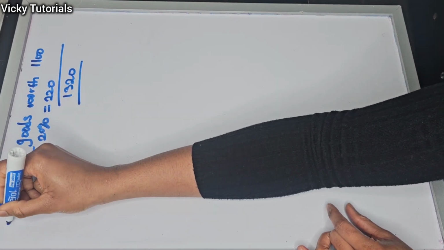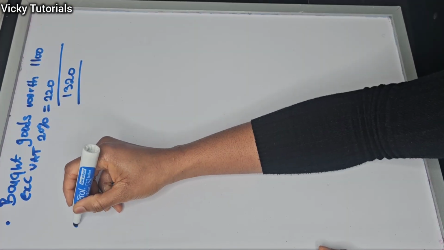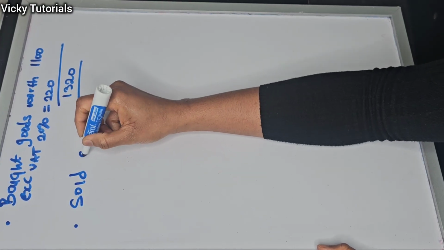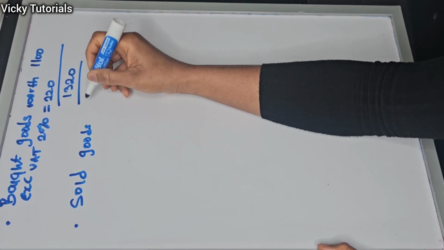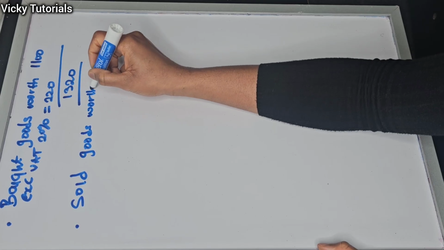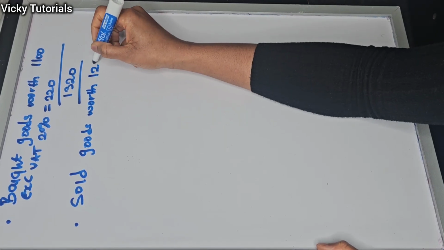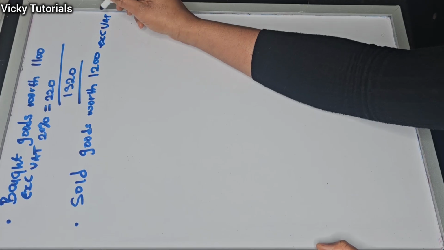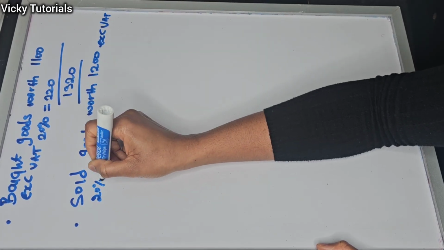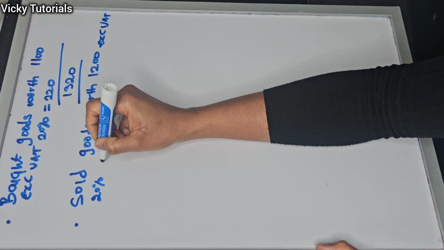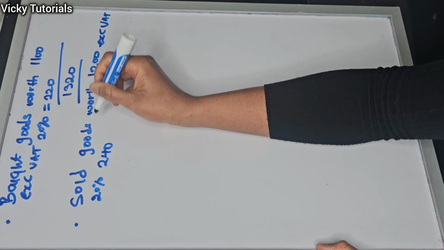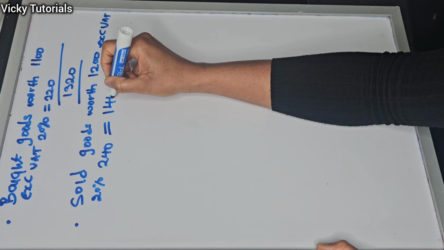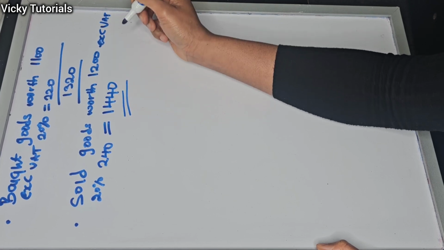And we also sold goods on credit. Okay, we sold goods worth 1,200 exclusive of VAT. So we have to apply 20% to that 1,200, and it's going to give us 240, right? So in total we have 1,440 worth of goods that was sold.